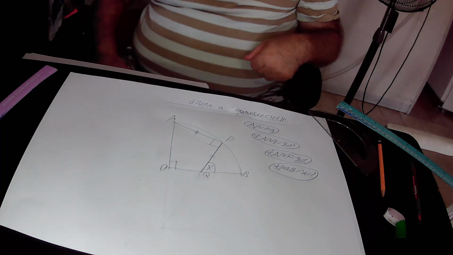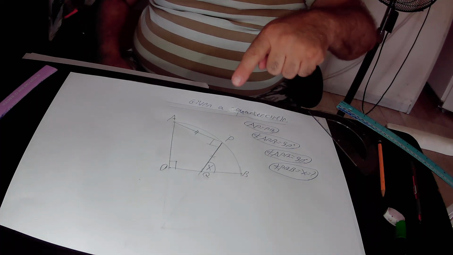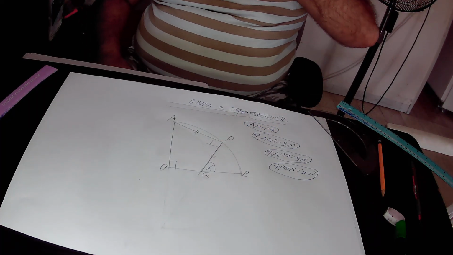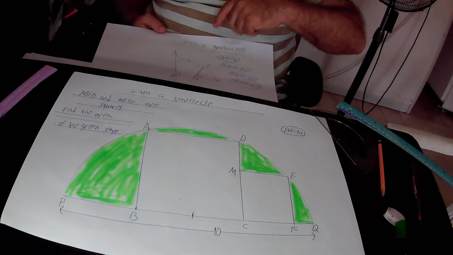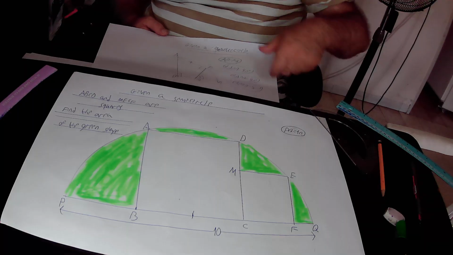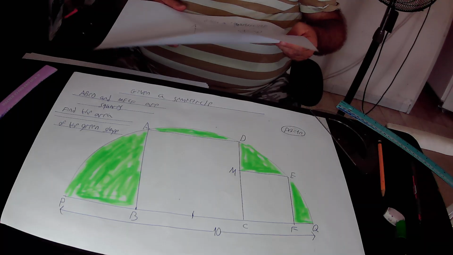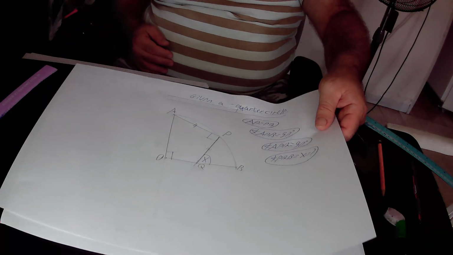And now in this lecture I will answer two questions. In the first question we find out the value of this angle, angle x, and in the second question we find out the area of this vein shape. So I'll start with the first question.